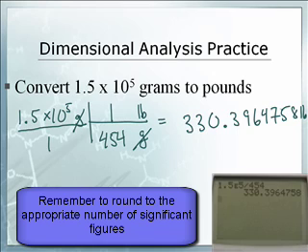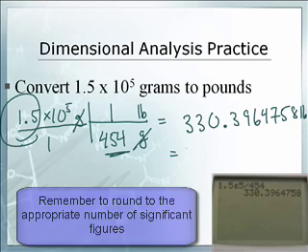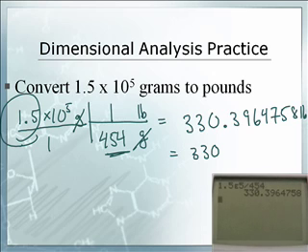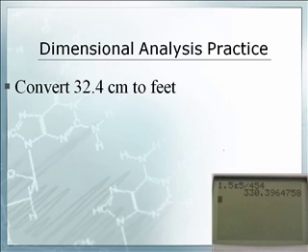So that's correct, right? No. What's wrong? We have too many digits; we need to round appropriately to significant figures. We have 2 significant digits in the 1.5 number, and 454 has 3 significant digits, so our answer needs 2 significant figures. 330 it is. 330 pounds. Now that 0 right here is not significant. It's part of the number. It's not 33, it's 330, but that 0 is not significant. That's correct.